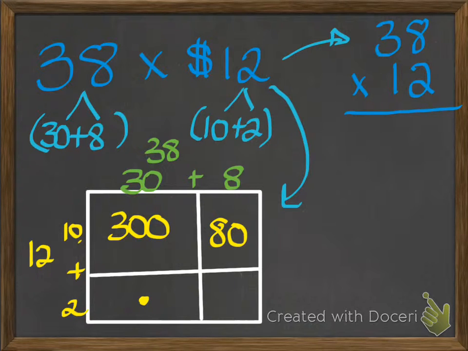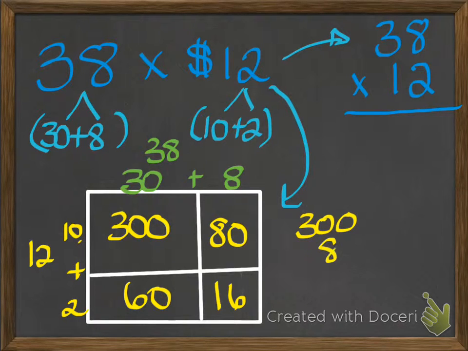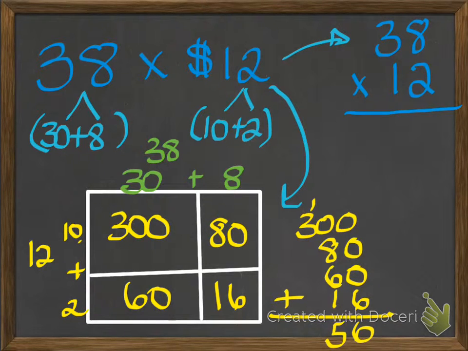So now I'm going to multiply the numbers that go in this box. It's going to be the number on the top times the number on the side. So 30 times 2 is 60. Now in this box, I'm multiplying this number on top times the number on the side, so 8 times 2 is going to be 16. So now I have my partial products, 300 plus 80 plus 60 plus 16. And I can add them all up. So 0 plus 6 is 6. 8 plus 6 is 14, plus 1 more is 15. Carry the 1, and then 1 plus 3 is 4. So 456 should be my total. Okay, so that's how I can use an array to multiply.